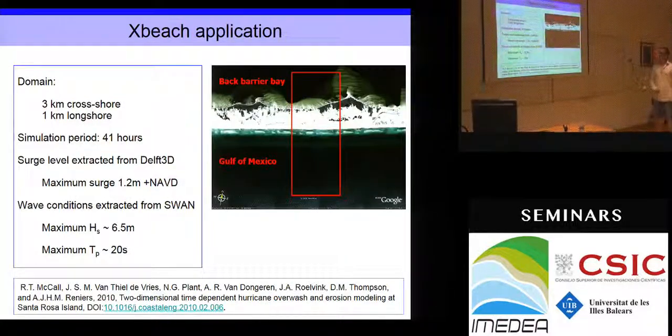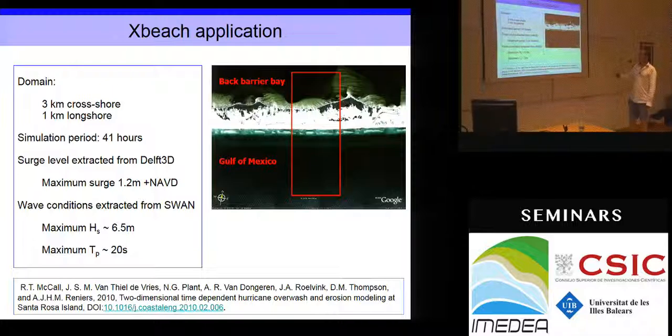Okay, so a typical application for XBeach is this, which is in the Gulf of Mexico, Santa Rosa Island, where we had a hurricane, I think it's Hurricane Ivan. It's based on the work that was done by Robert McCall. The hurricane came through in about 40 hours. The grid is about 3 kilometers in the cross-shore and 1 kilometer in the alongshore, and it covers the barrier island. So the Gulf of Mexico is here, and the back barrier bay is over here.